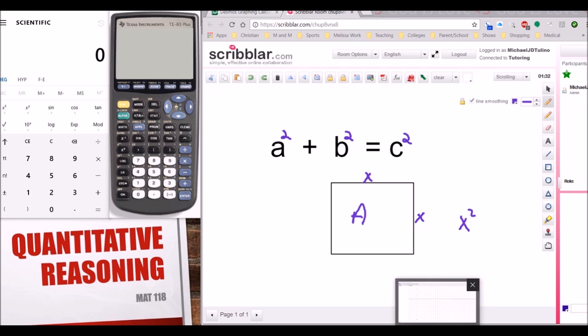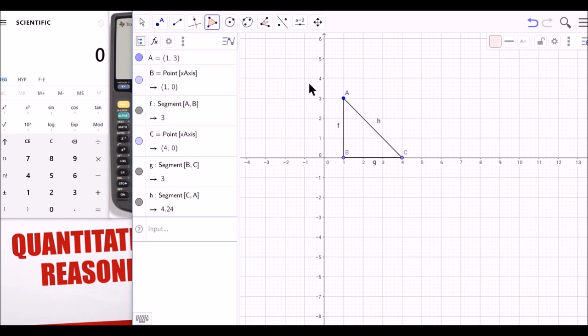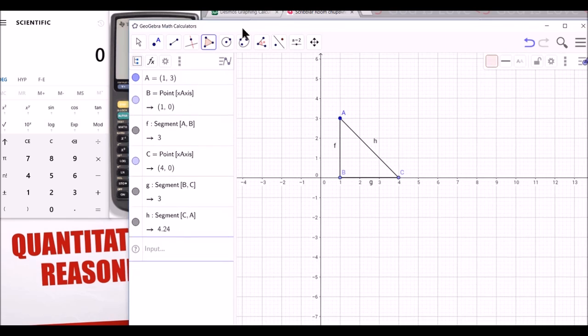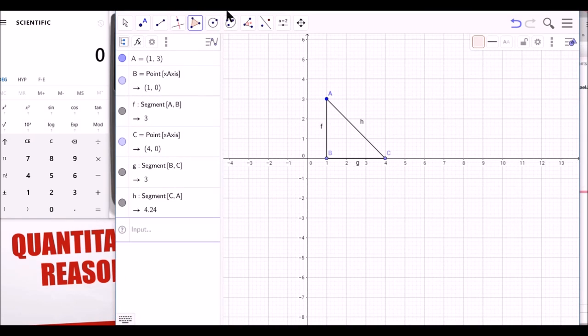And this is a program that you do have available to you. It's free for download. It's called GeoGebra. I'm not sure how it's pronounced. It's basically geometry and algebra kind of smushed together. Don't ask me for pronunciation. I'm not very good with the pronunciations. Anyways, so we have a triangle here, a right triangle, because the Pythagorean theorem holds true for right triangles.